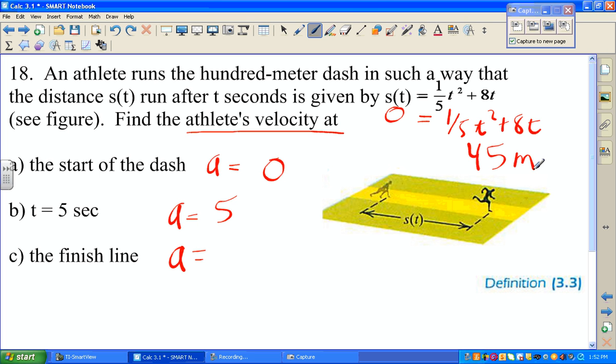How do you know when he finishes the race? How far has he traveled? So set 100 equal to 1/5 t squared plus 8t and solve that. How do you solve it? You all have the ability because I gave it to you last year if you want to do it quick. Pick up the calculators, punch it out, and solve it.